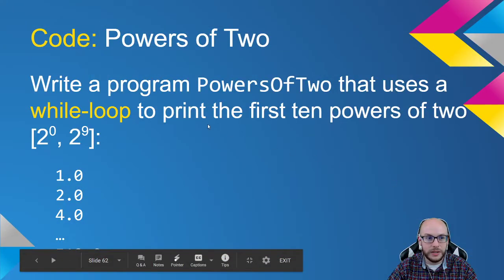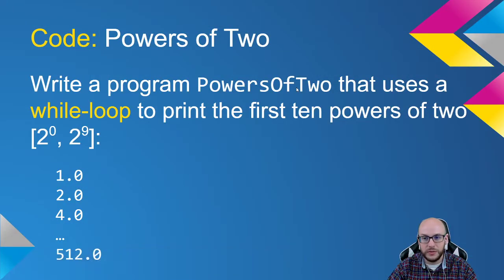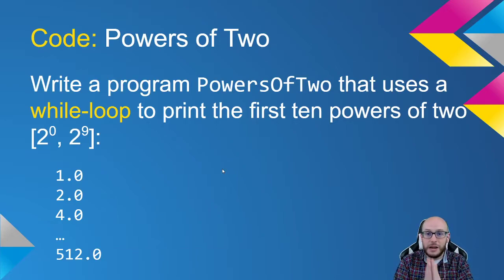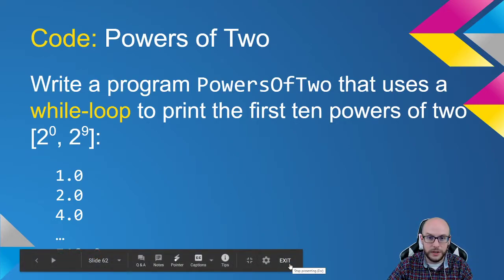All right, in our last video, we got introduced to while loops, and we're here to practice that idea by looking at a program called PowersOfTwo. PowersOfTwo uses a while loop to print the first 10 powers of 2, that is 2 to the 0 through 2 to the 9th, and then we see the expected result here, right? I just want you to print that off per line. If you think you know what you're doing, now would be a good time to pause and actually try it out, but I'm going to walk through a solution now.